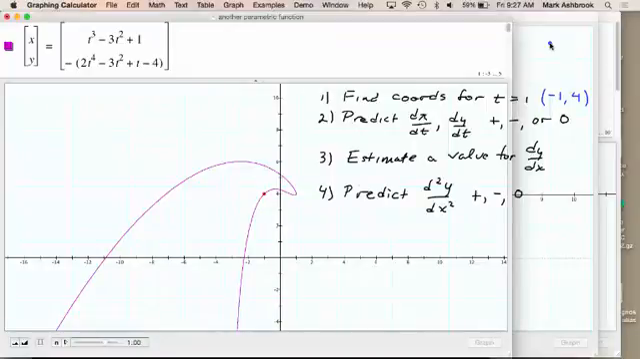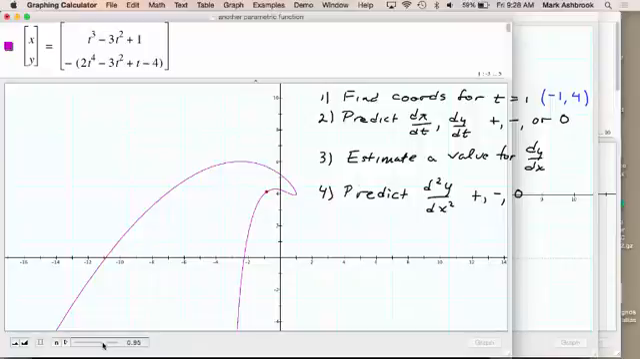Okay, you should have confirmed that at t equals 1, it's negative 1, 4. Is that right? x is negative 1, y is 4 when t is positive 1. Is that right? Okay. How about dx/dt? So dx/dt, positive, negative, or 0? So what are we saying? For a change in t at t equals 1, is dx/dt positive, negative, or 0?